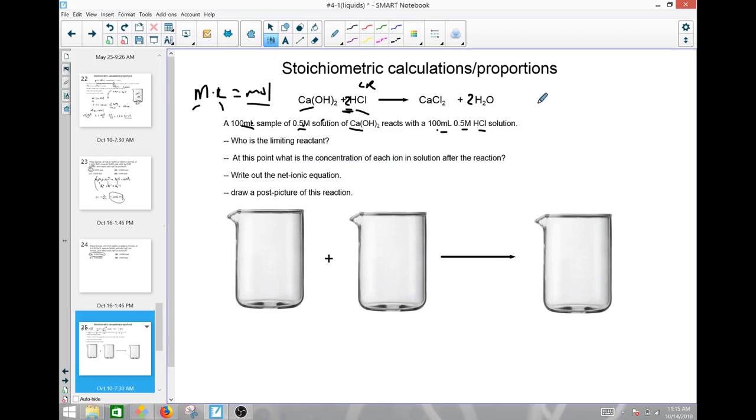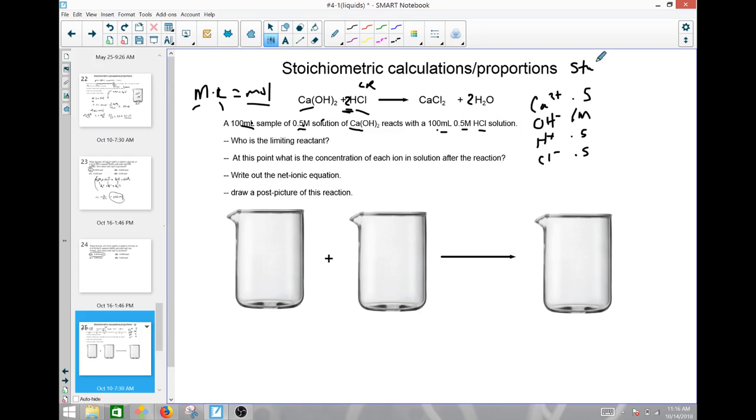Okay, let's do this. I have calcium, I have hydroxide ions, I have H plus ions, I have chloride ions. Before I get started here, what's my concentration? It's 0.5, 0.5. This is doubled, so let's change that to 1. 0.5 times 2 is 1. This is 0.5, and this is 0.5. This is the start.